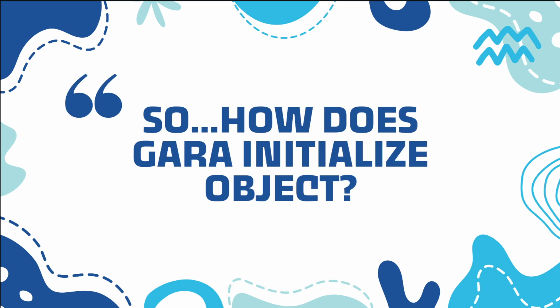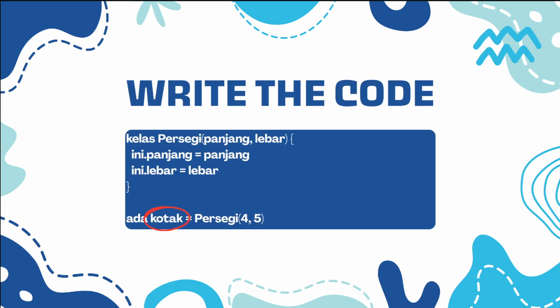Okay, so now let's go back to the core question: how does Gara initialize its object? Here I have prepared one simple code in which this in Gara is the same as class persegi with the parameters panjang and lebar, and then ini dot panjang equals panjang is the same as this dot panjang equals panjang, and this dot lebar equals lebar. And then ada kotak equals persegi for 5. It's just the same as let kotak equals persegi for 5.